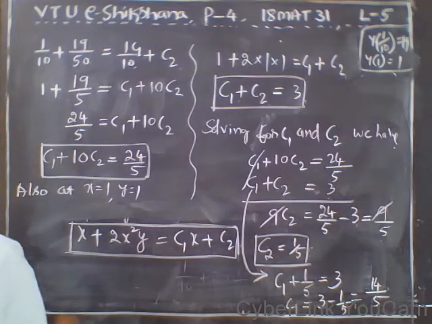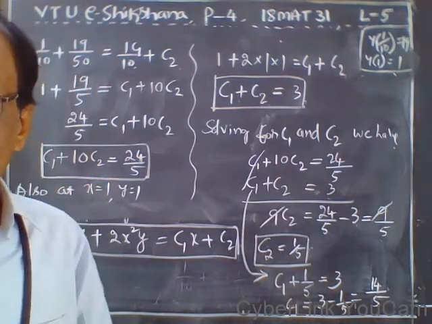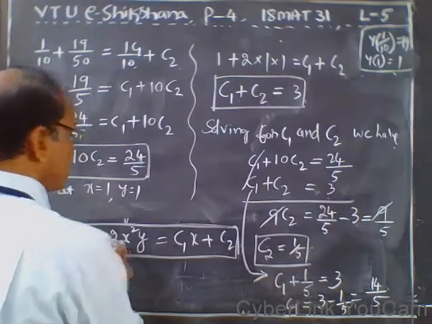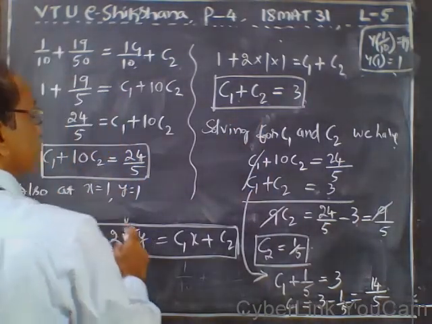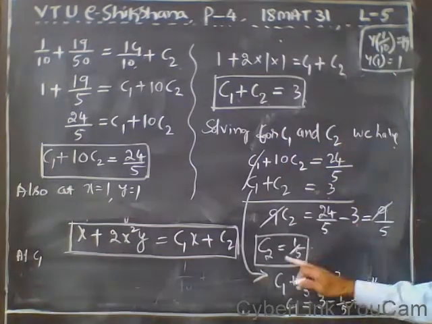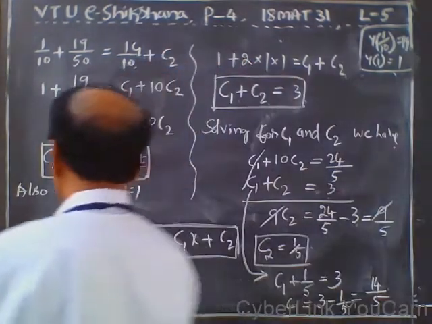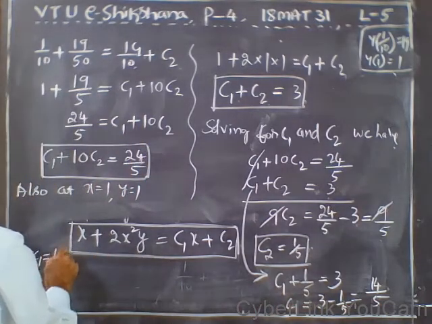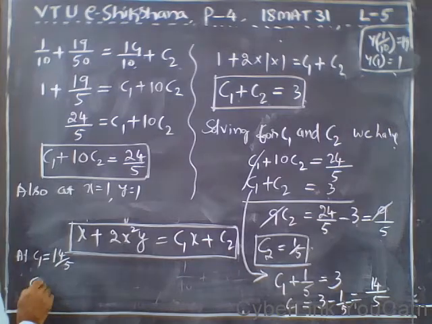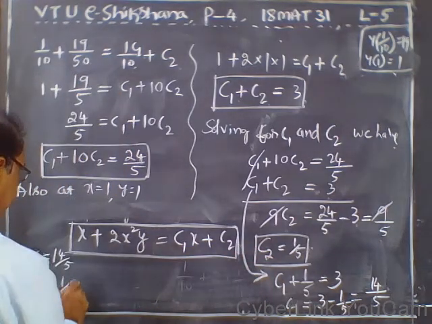Now the calculated values of c1 and c2 you have to write. So c1 is equal to what value? c2 is equal to 1 by 5 and c1 is equal to 14 by 5. c1 is equal to 14 by 5 and c2 is equal to 1 by 5.